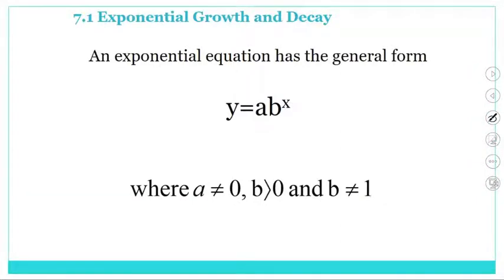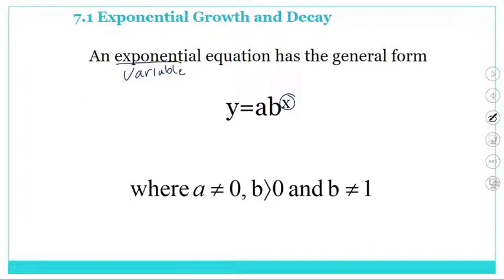So exponential equations in general have this form: y equals a times b to the x. A is some number, b is some number, and then x is our variable. It's called exponential because our variable is the exponent in all of these. Any equation that has a variable as an exponent can be referred to as an exponential equation.